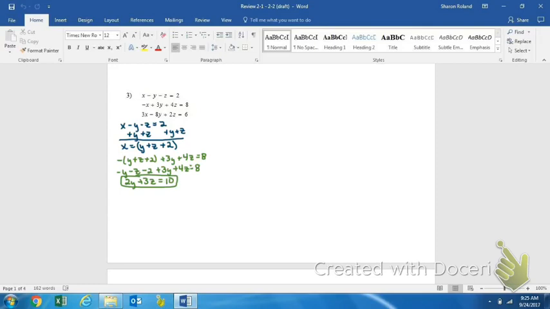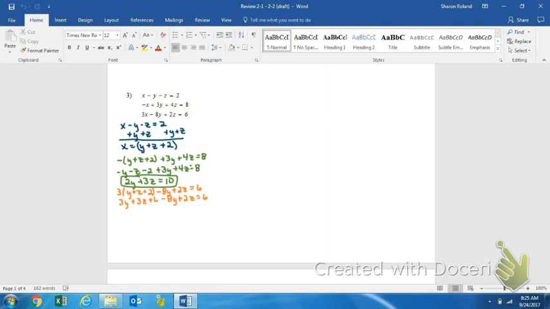So I'm going to do the exact same thing, except I'm going to plug it into the last one. So that's 3 parentheses y plus z plus 2, minus 8y plus 2z equals 6, and that's 3y plus 3z plus 6 minus 8y plus 2z equals 6.